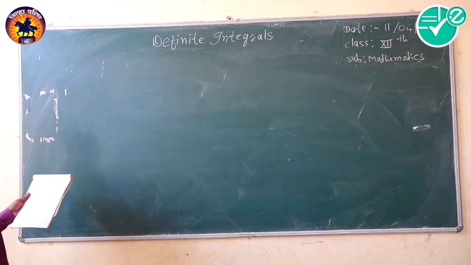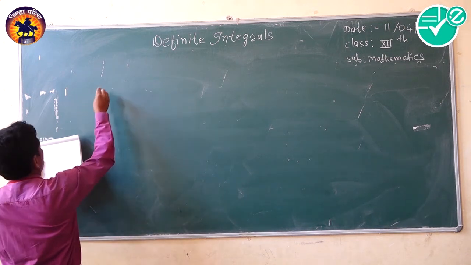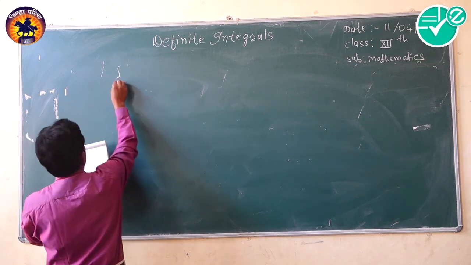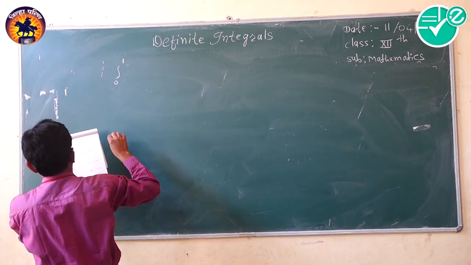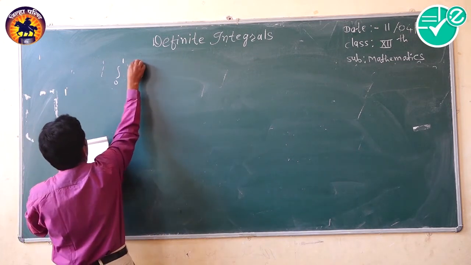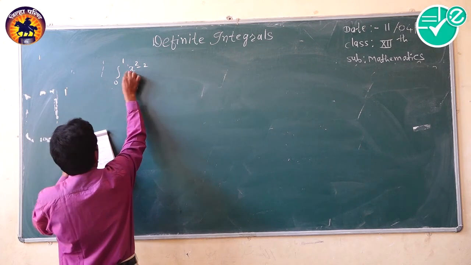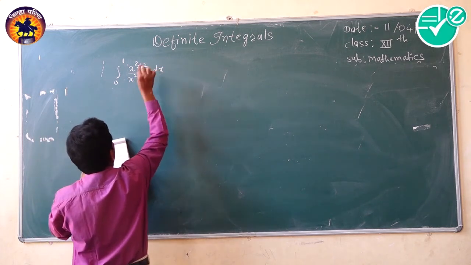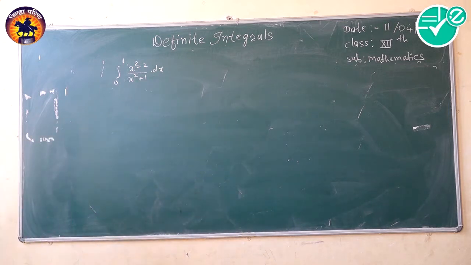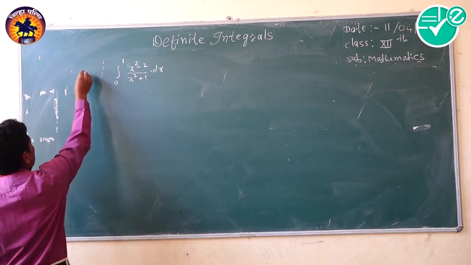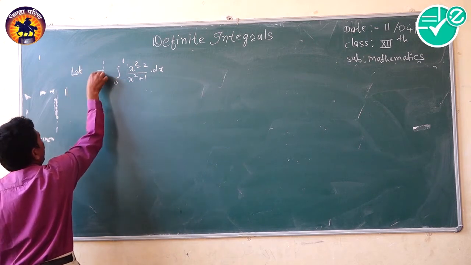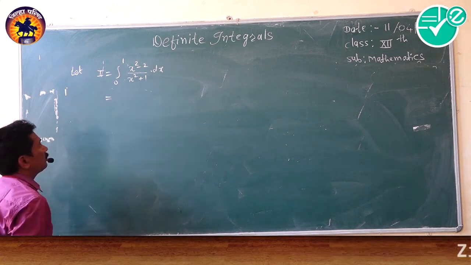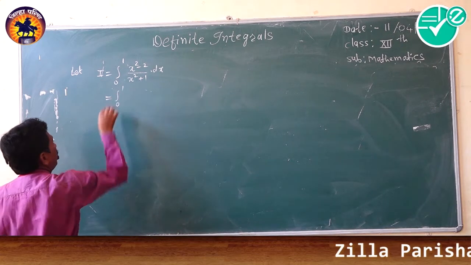Now we'll see next example. Evaluate integration from 0 to 1 of (x square minus 2) upon (x square plus 1) dx. Let I is equal to this, is equal to integration from 0 to 1.